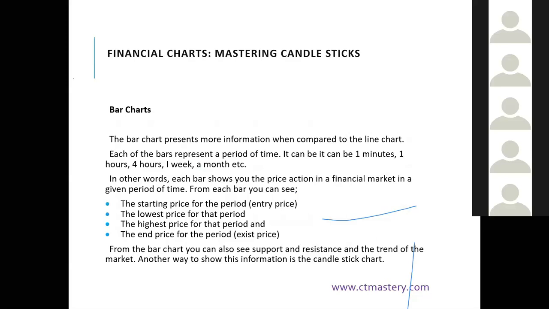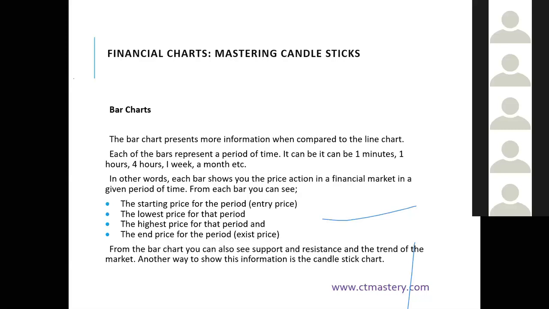Each of the bars, I will show you a picture of the bar chart after this, represents a period of time. It can be 1 minute, 1 hour, 4 hours, 1 week, a month, a year, 6 months, and so forth. In other words, each bar shows you the price action in a financial market in a given period of time. From each bar in a bar chart, you can see the starting price for that period. We call it the entry price. We see the lowest price for that period. We see the highest price for that period. And we see the end price, or the exit price, for that period.